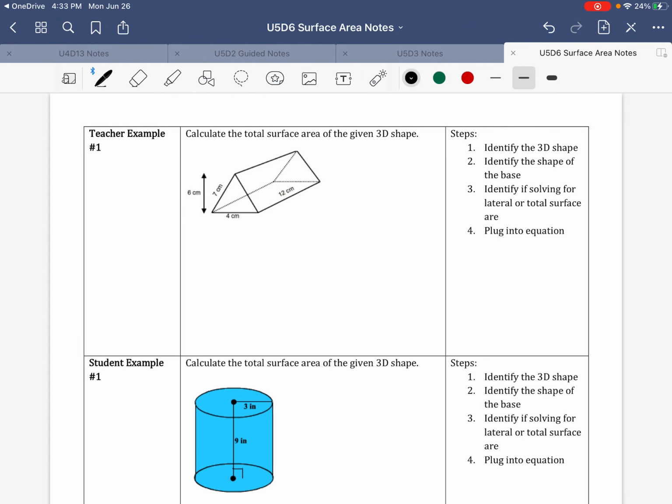Okay, our first teacher example asks us to calculate the surface area of this given 3D shape. So the first thing we need to do is identify what this shape is. What I can see here is I have a triangular base here and a triangular base here. I have two bases. The bases are triangles. I know that this is a triangular prism.